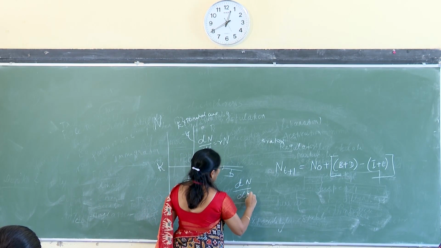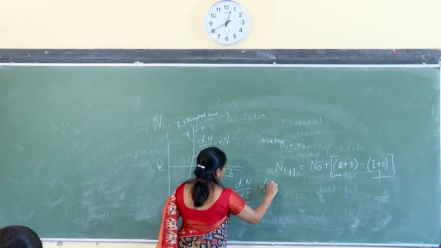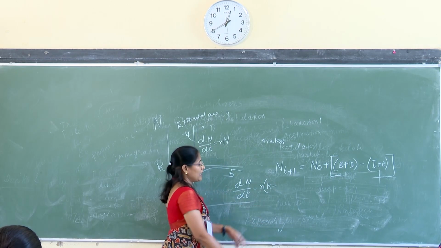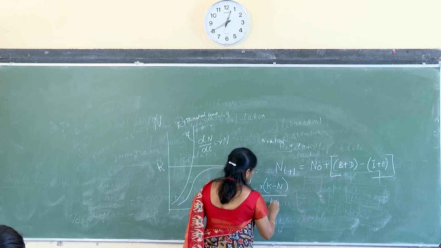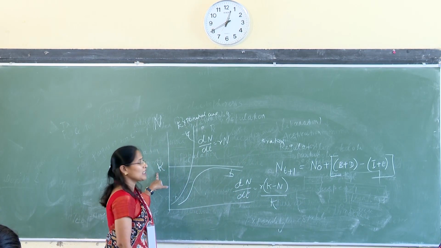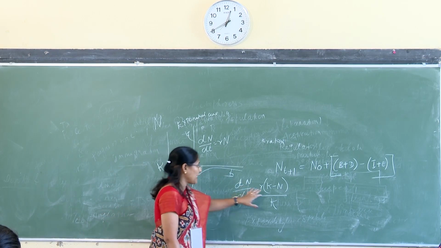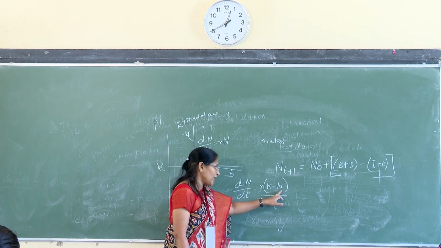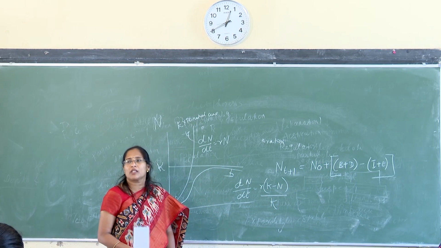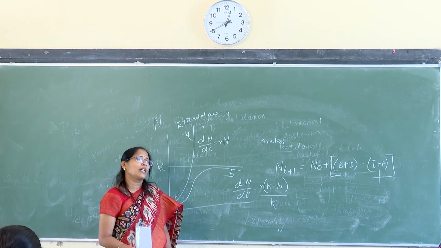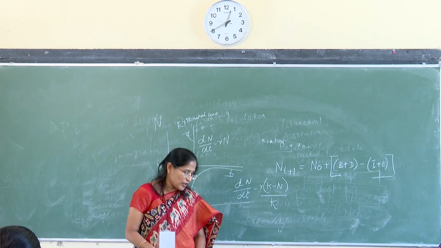dN by dt is equal to rN times (K minus N) divided by K, because your carrying capacity is limiting over here. So this is the carrying capacity. Even though I have an intrinsic rate, the population size has to go with that. These two equations are important. You should know these equations. Directly they can ask the equation.